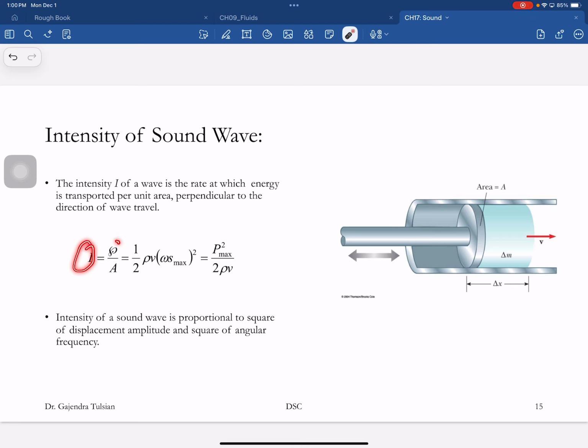Intensity is power per unit area. So intensity of the sound wave is the energy being transported across a unit area per second. So intensity is power per unit area.